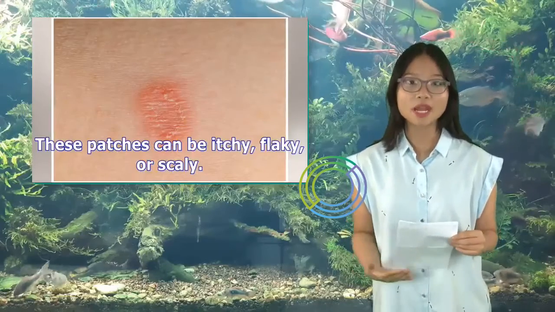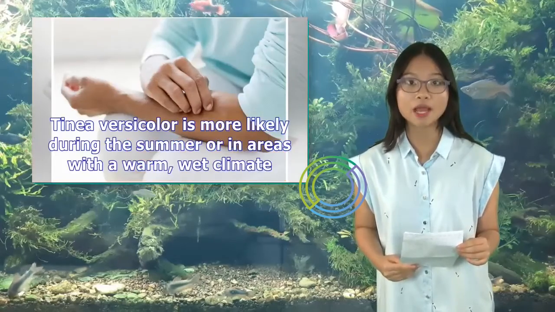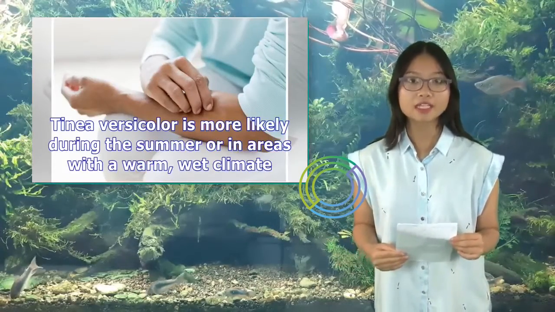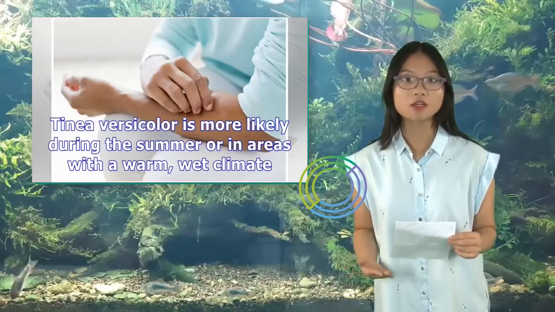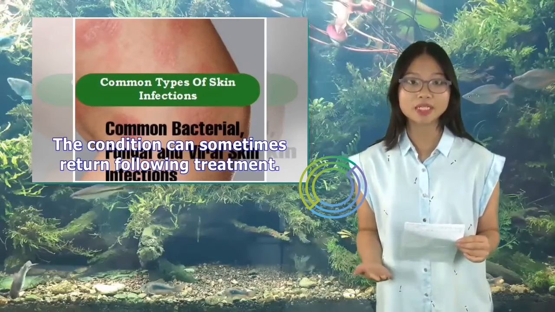These patches can be itchy, flaky, or scaly. Tinea versicolor is more likely during the summer or in areas with a warm, wet climate. The condition can sometimes return following treatment.